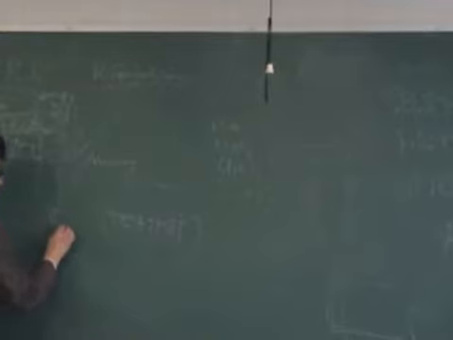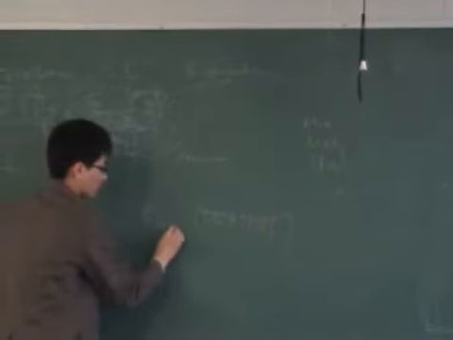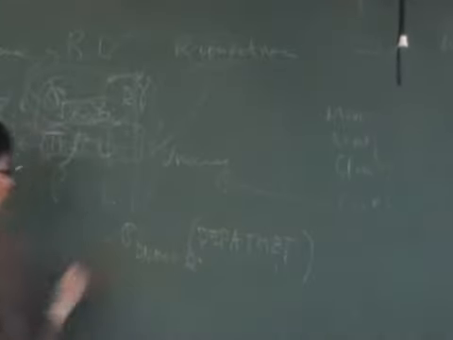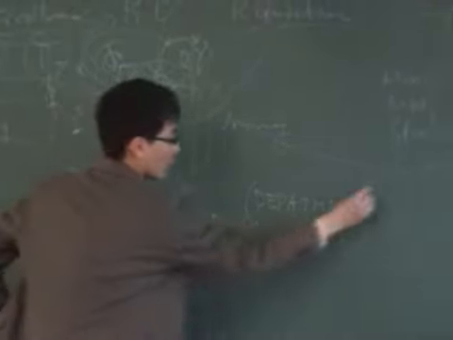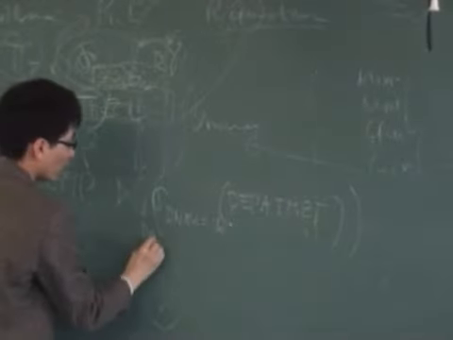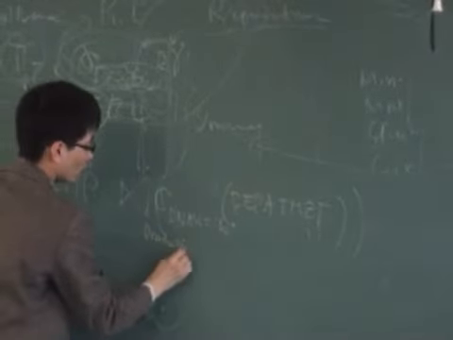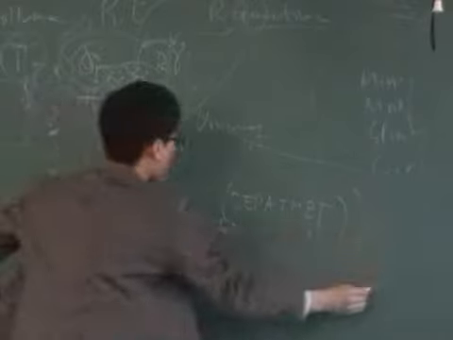Select D name from research and join with employee. Okay, what is the join condition? D number is equal to D N. Then select first name, last name. That's it. This is a relational expression.